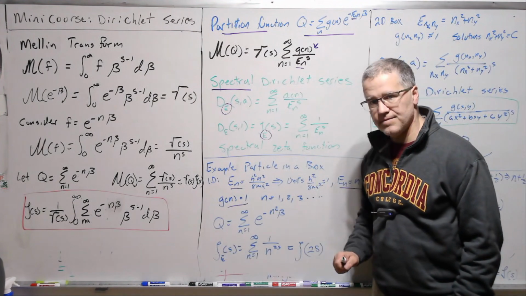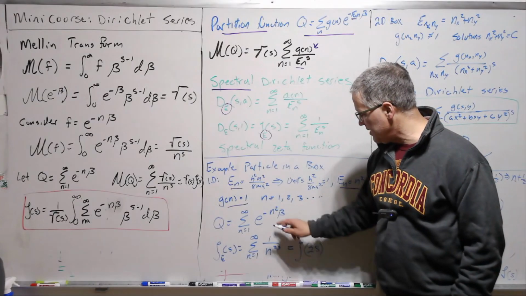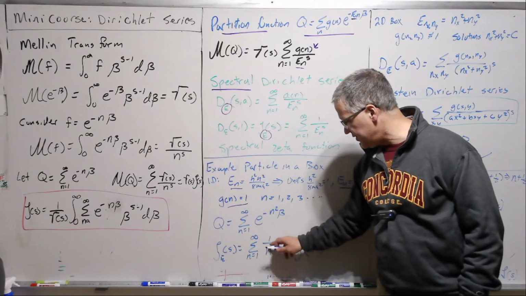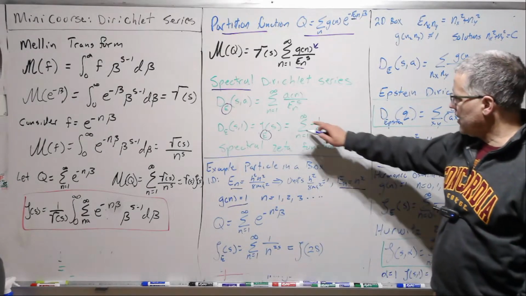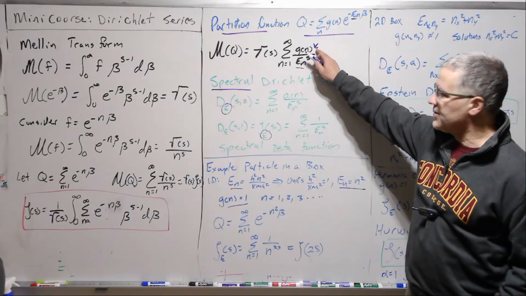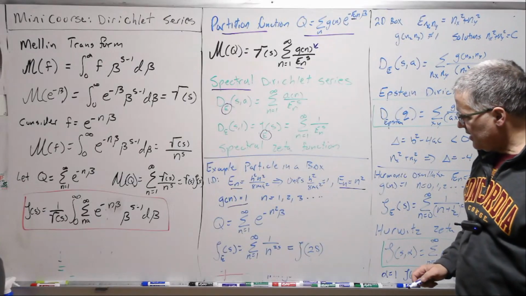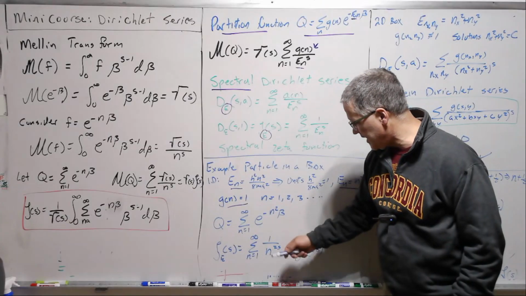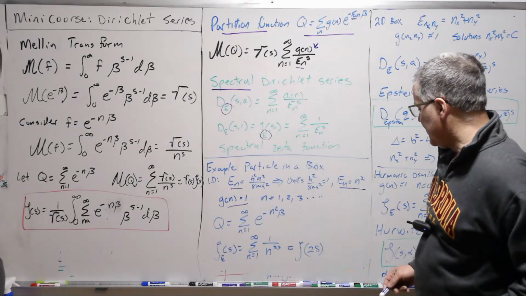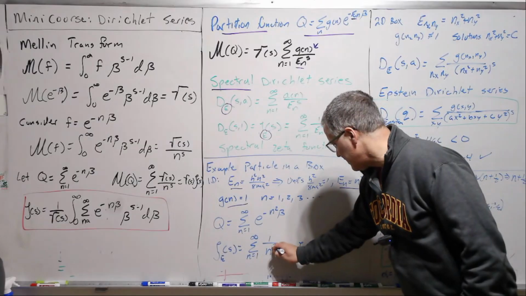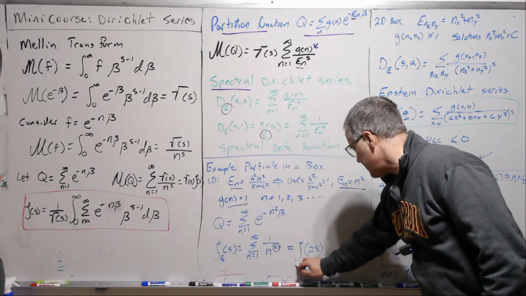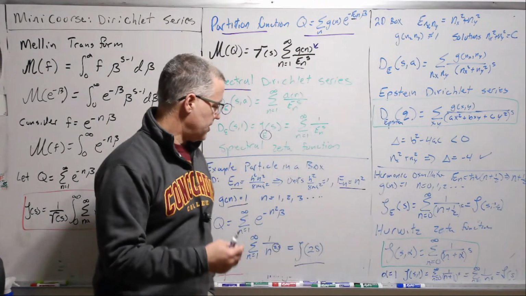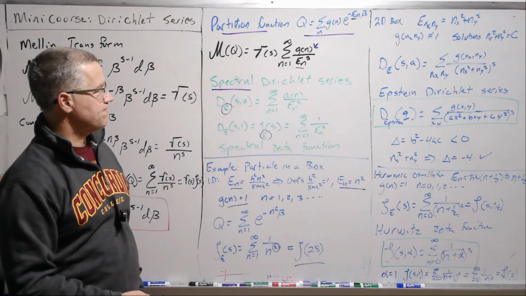Again, degeneracy is 1. Here's our energy up here. And we write our spectral zeta function then. It's going to be a zeta function right away because our degeneracy is 1. And notice then it's 1 over n squared. So this would be n squared to the s. But that's just n to the 2s. And so it is equal to the actual zeta function scaled by a factor of 2.